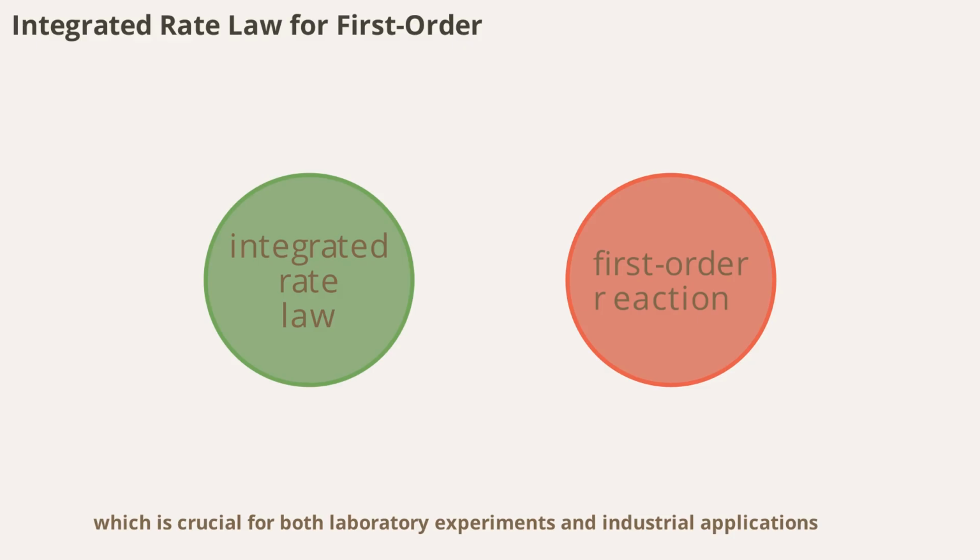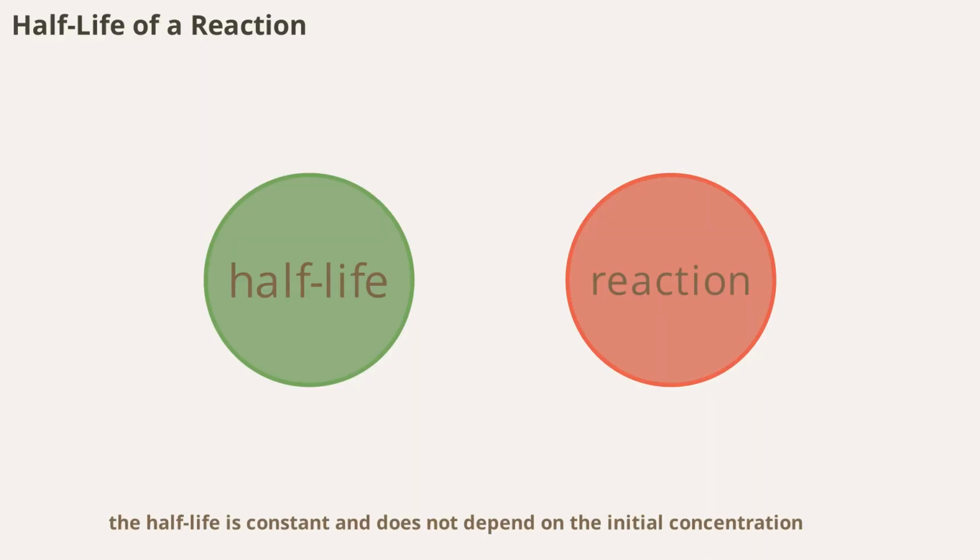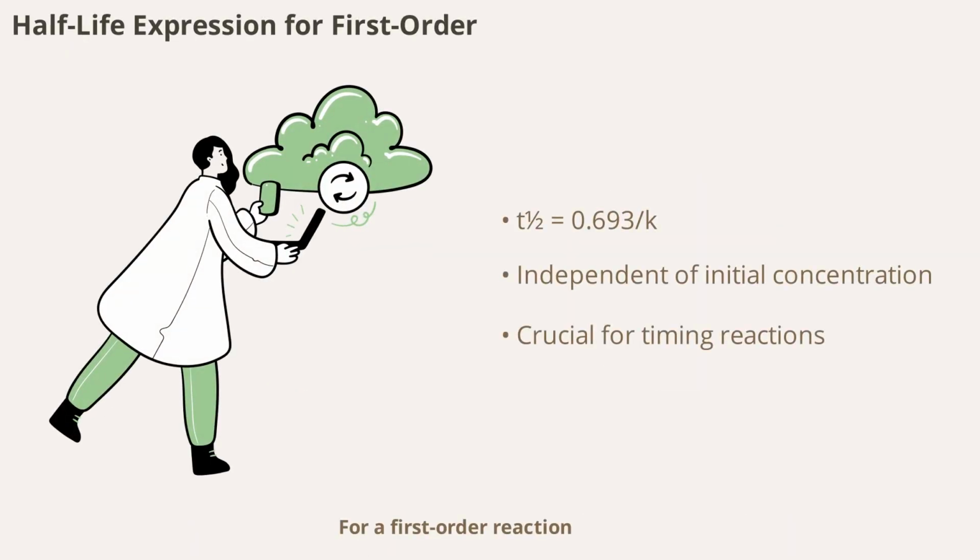Half-life of a reaction is the time required for the concentration of a reactant to decrease by half. For first-order reactions, the half-life is constant and does not depend on the initial concentration. This property is especially important in fields like pharmacology and nuclear chemistry, where predicting how long a substance remains active or hazardous is critical. For a first-order reaction, the half-life t1/2 can be derived from the integrated rate law.